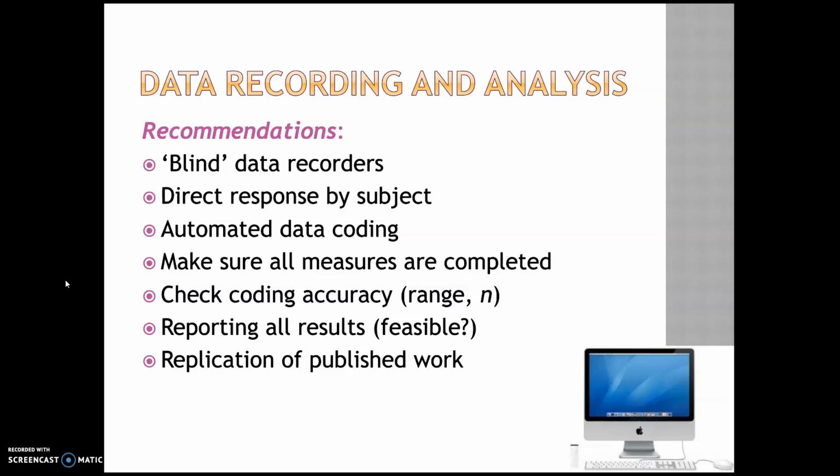Obviously, and then we have to make sure that our research is replicatable. So we have to provide enough information about how the research was conducted so that it can be replicated by future researchers.